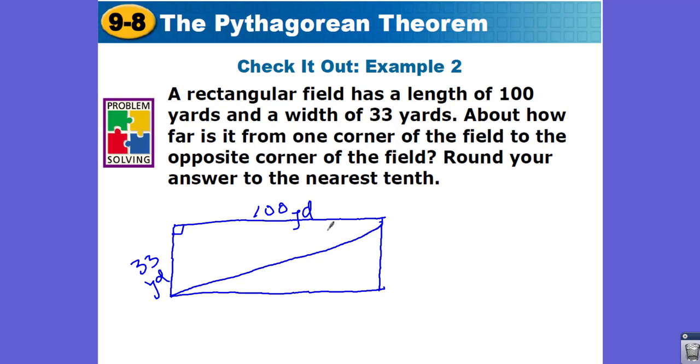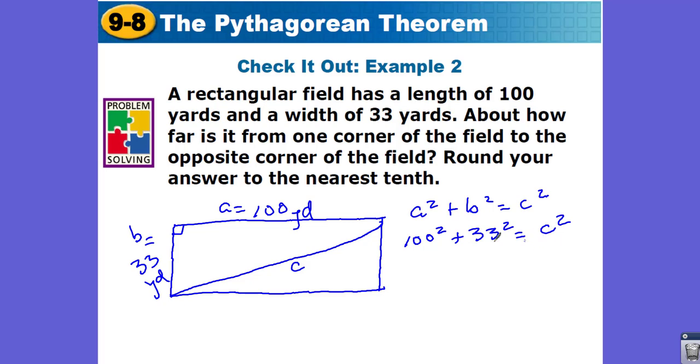Okay, so again, in this particular problem, what piece is missing? Well, I know this side and I know this side, and they're both touched by the right angle. So these two are legs. So that means one of these sides is an a and one of them is a b. And what's missing is the c. So a squared plus b squared equals c squared. We plug in our information. 100 squared plus 33 squared equals c squared.